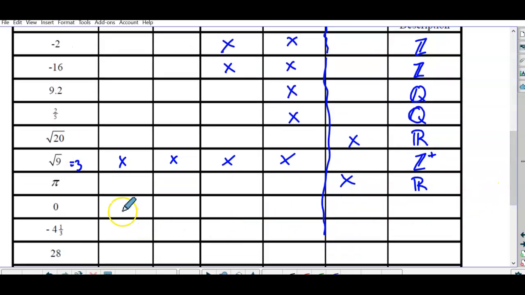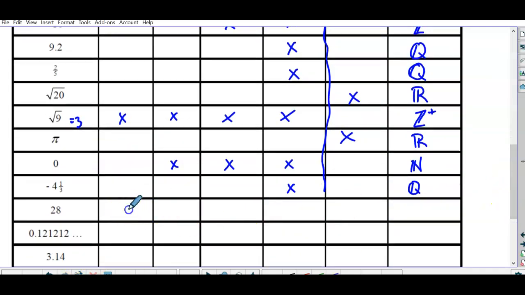Okay, 0 is not a natural, but it is a whole number, and integer and rational. So whole number is n. Negative 4 1/3. Just be careful on this. People see a negative and they think it's an integer, but it's got a fraction with it. So you know it's going to be rational right away. Then 28 is pretty basic number. It's a natural number, which is a whole, which is an integer, which is rational. So the most specific is natural.